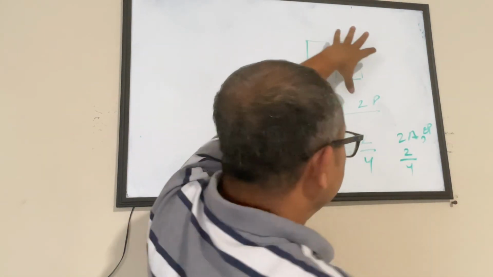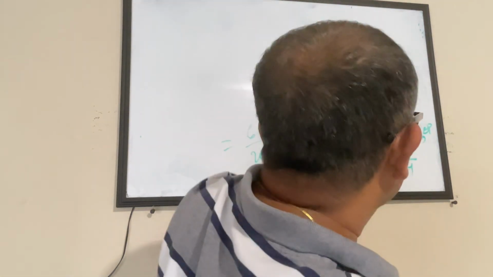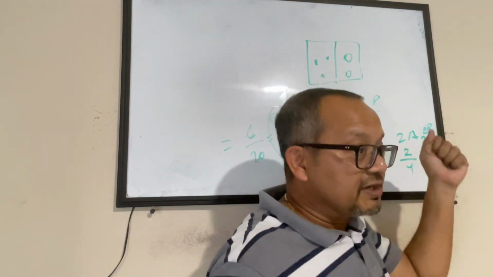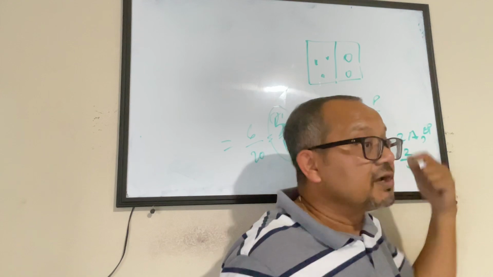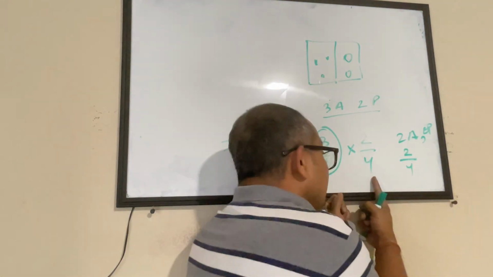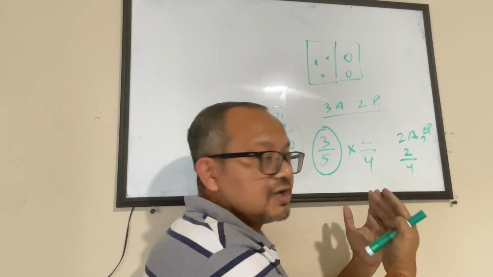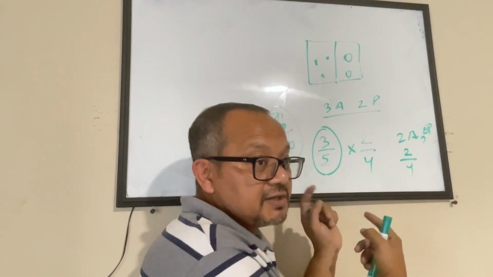Now I'm left with only 4 fruits because I picked one apple already. So now I'm left with 4 fruits, 2 apples, 2 peaches. And if I have to make a pick out of it, 2 peaches out of 4. What is my probability? 2 by 4. That is for getting a peach. So apple and a peach, these events are happening together. So you have to multiply them to get the probability.